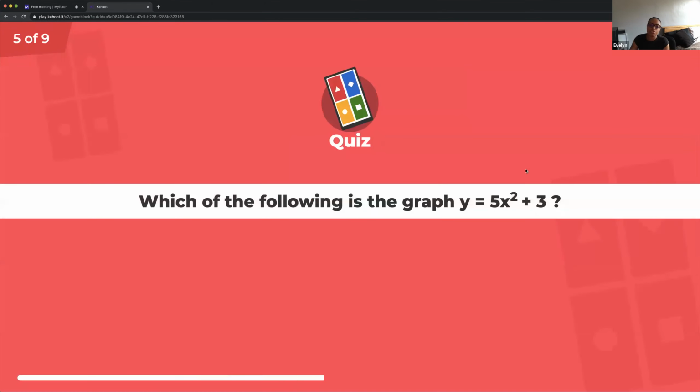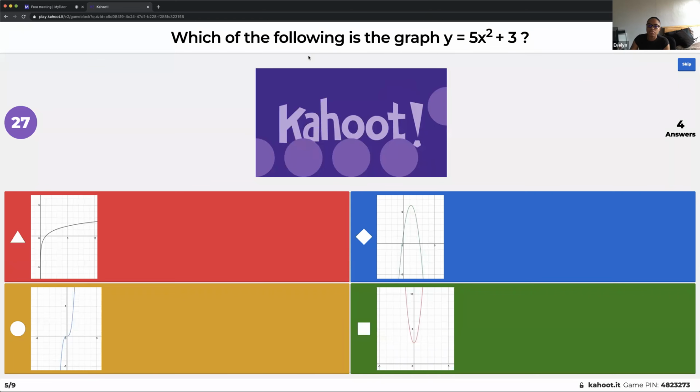Next one, which of the following is a graph y equals 5x squared plus 3? I can't even see the question now. This one isn't about actually drawing it. This one is about noticing something.